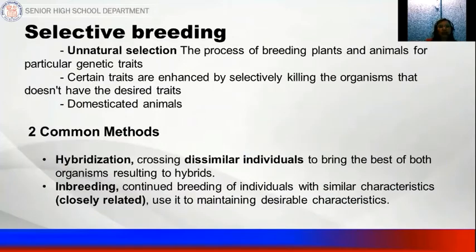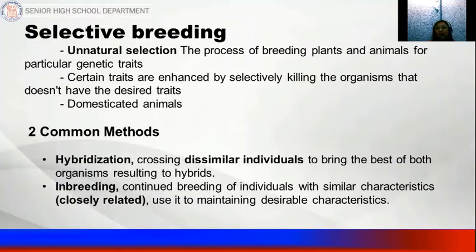Okay, so we have selective breeding. Unnatural selection is the process of breeding plants and animals for particular genetic traits. So certain traits are enhanced by selectively killing the organisms that don't have the desired traits. So examples are the domesticated animals.